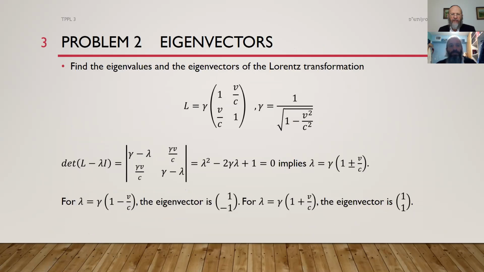Okay, the next problem from linear algebra: take this standard configuration Lorentz transformation, find the eigenvalues and the eigenvectors. We do the standard thing, determine L minus lambda I, and you get this polynomial in lambda, which solves easily, and you get gamma (1 plus or minus v over c). For the lambda with the minus, the eigenvector is easily calculated by substitution to be (1, -1). And for the other eigenvalue, it's also an easy calculation. The eigenvector is (1, 1).